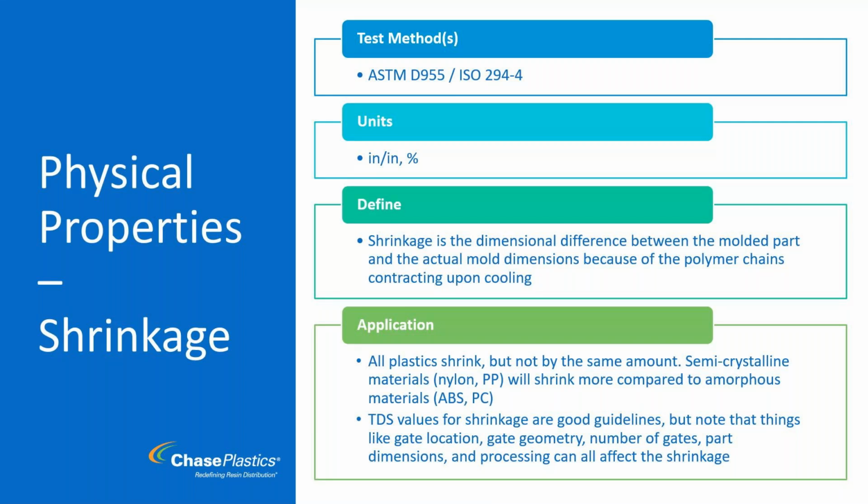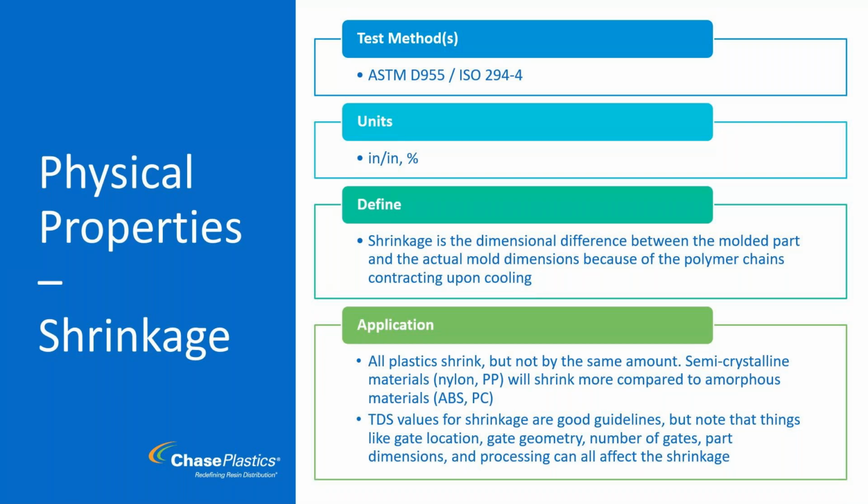One thing to note that I always want to point out is that the data sheets or guidelines given for shrinkage are good guidelines, but do note that your gate location, your geometry, the amount of gates you have, your part dimensions, and how you process it all can affect the felt shrink of the material. So we give a good guideline, but it's not guaranteed it's going to be that exact value every time because there are a few things that can affect it. So do keep that in mind.